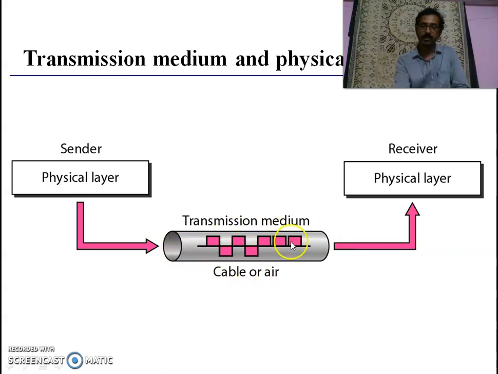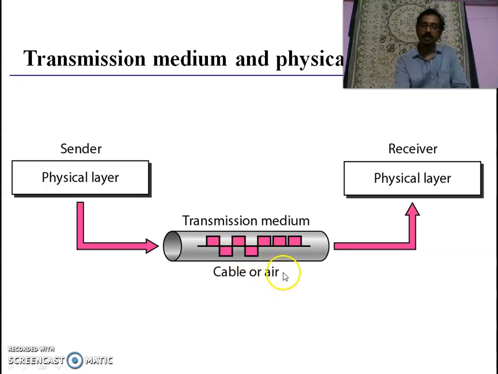So we have two types of transmission mediums. One is the wired transmission medium, one is the wireless transmission medium. Wired transmission medium is nothing but a guided medium. Wireless transmission medium is nothing but unguided medium. In guided medium we use cables like twisted pair cables, coaxial cables and fiber optical cables.